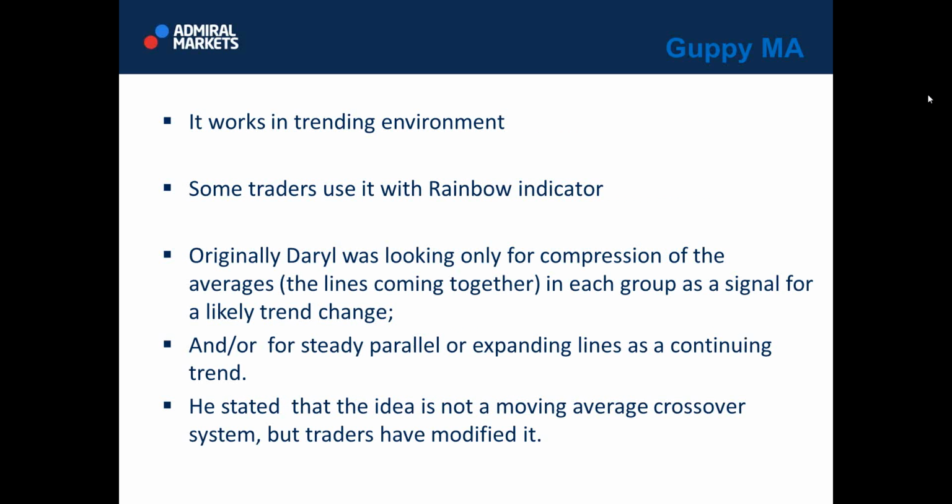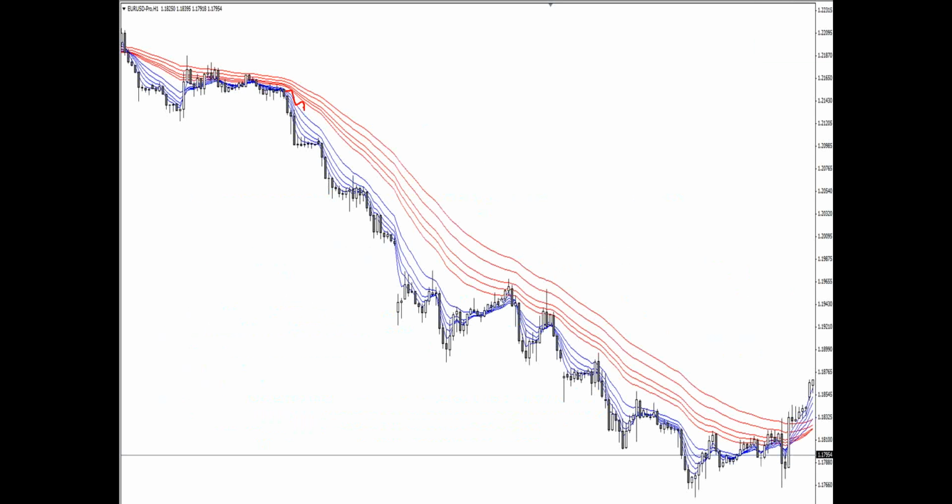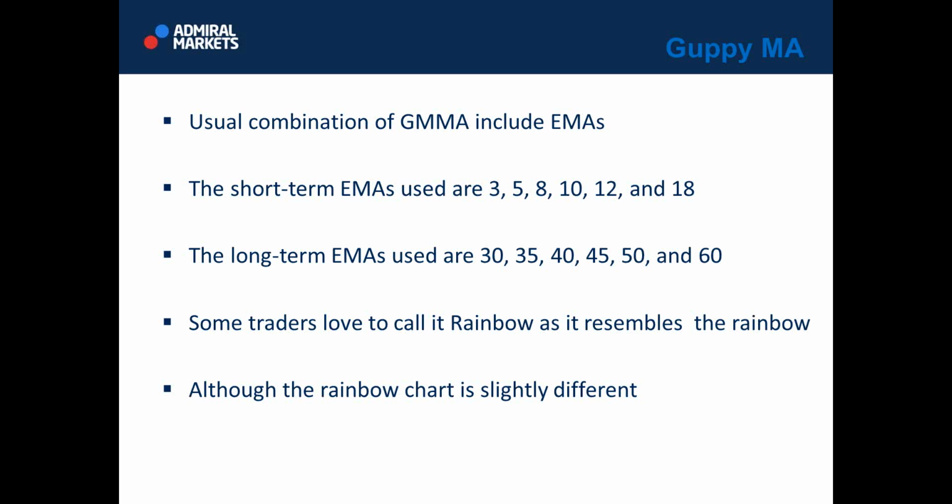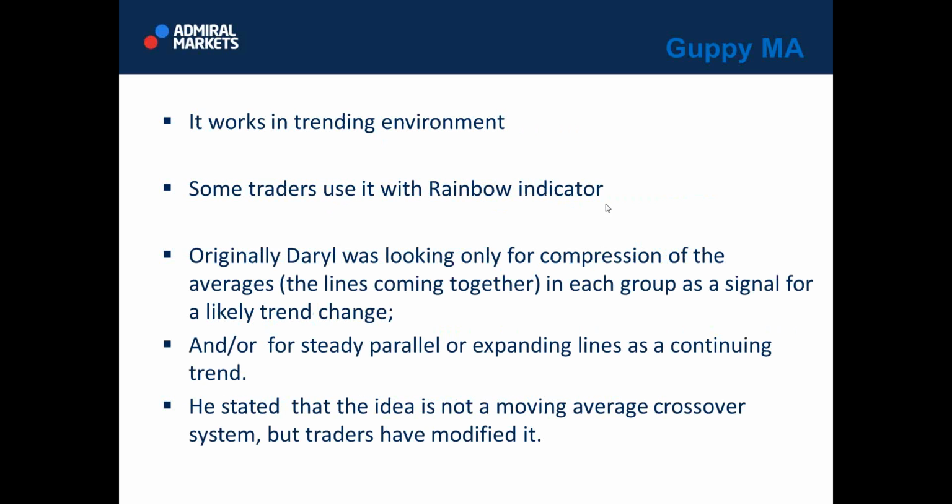It's not. Okay? The important thing about Guppy moving average is that it works in a trending environment. Okay? And it can be used with that previously mentioned rainbow indicator. But the thing is, only in a trending environment can you hope for money to be made with Guppy moving average. If you have constant whipsaws and the trend is constantly changing, you should leave Guppy moving average aside and trade something different. Because as I said, Guppy moving average only works in a trend environment.